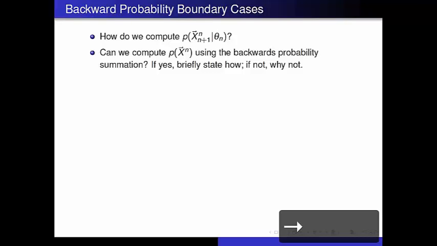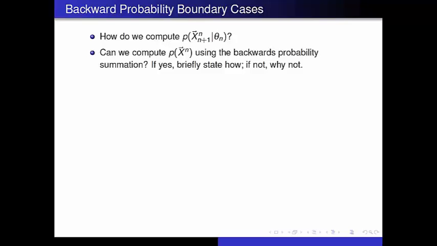What about the backward probability case? Two questions again here. At the very beginning, I think you'll agree that at time step t equals n, this is the form that we would write for the backward probability at time t equals n.